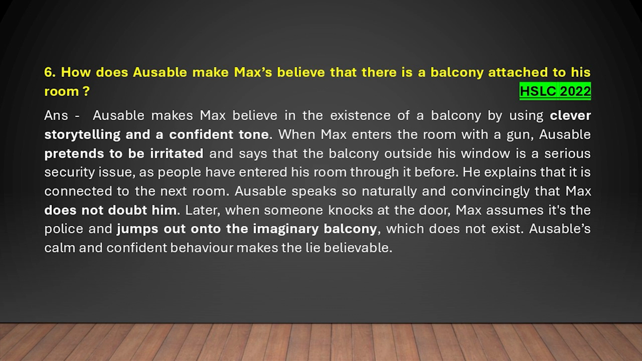Ausable speaks so naturally and convincingly that Max does not doubt him. Later, when someone knocks at the door, Max assumes it's the police and jumps out onto the imaginary balcony, which does not exist. Ausable's calm and confident behavior makes the lie believable.